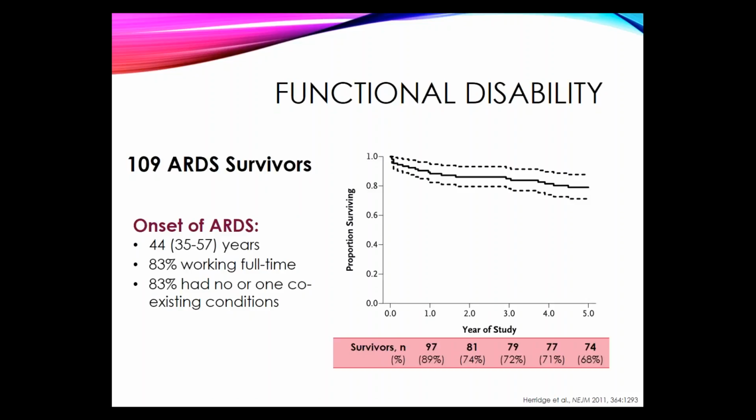So this graph is a survival curve, but I'll have you focus here on the highlighted numbers. Essentially what you can see is that, again, survival rates are quite high. So 1 year following discharge from the ICU, 89% of patients survived. However, when they followed these patients 5 years out, only 68% survived.